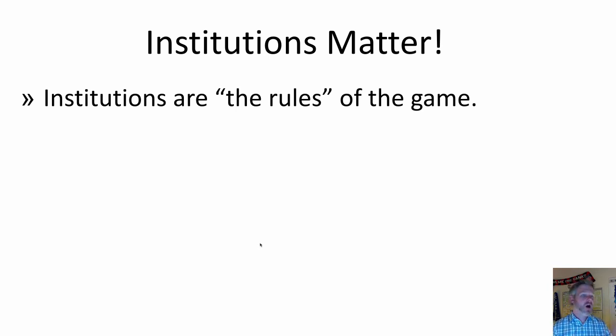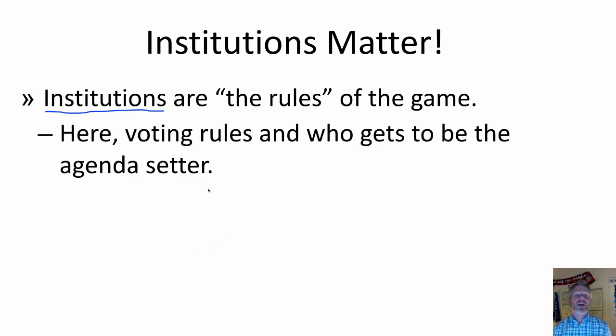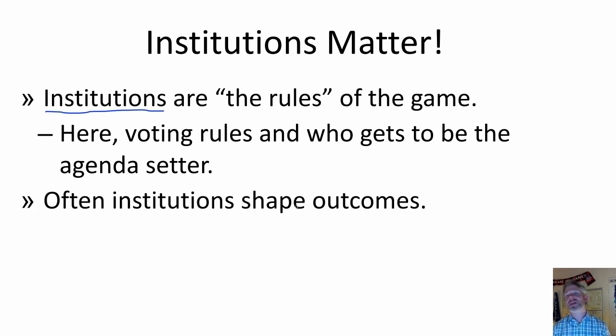Because if our preferences exhibit a vote cycle when we vote by pairwise majority rule, we have to figure out a way to stop the game so that we know what our group choice is. We call the rules of the game institutions in economics, and they will matter. Here, if there's a vote cycle, the voting rules and who gets to be the agenda setter are the institutions, and they could fully determine the outcome. Whoever decides the order of the votes could decide which outcome wins, and we'll look at that in another screencast in a minute.